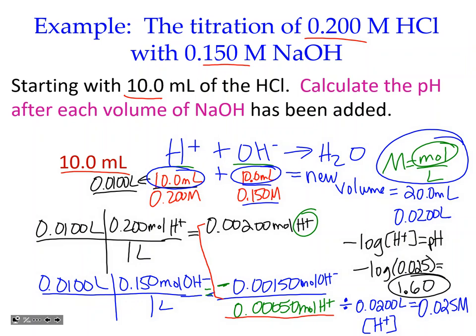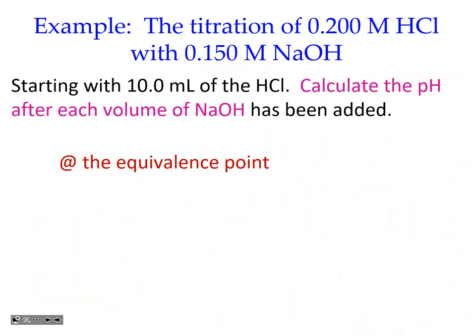So our new pH, it went up just slightly from 0.699 to 1.60. Not dramatic. But like I said, it stays pretty flat there in the beginning of the curve. For a strong acid at least. Now for the easy part. Let's calculate the pH at the equivalence point.